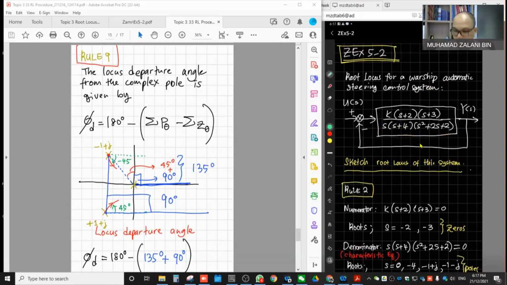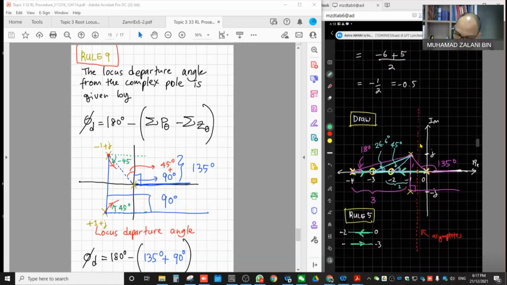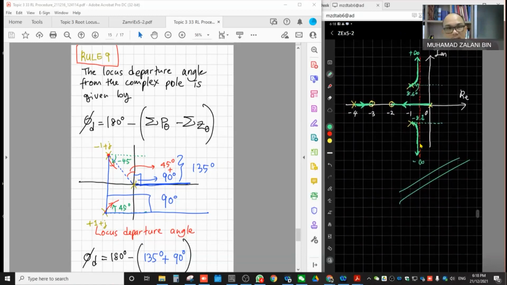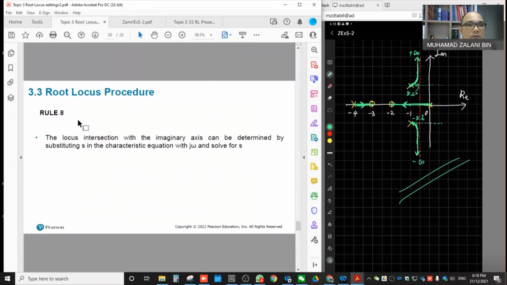Okay. So I hope that from this example, it's already cover a lot of things based on the procedure that we have learned. So we have 10 rules here. So basically, you can have a try for different questions. You can have a try based on the different question to draw your own root locus, okay, based on these rules, right? So keep practicing so that you get familiar with it.